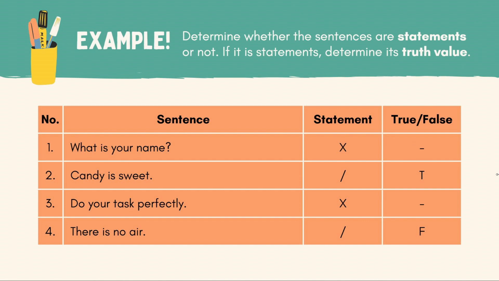Number 2, the sentence is "candy is sweet", which is a statement because we can know the truth value of the sentence. Number 3, the sentence "do your task perfectly". This is also not a statement because the sentence is a command sentence. And last but not least, number 4, which is "there is no air". This is also a statement because we can know the truth value from the sentence.